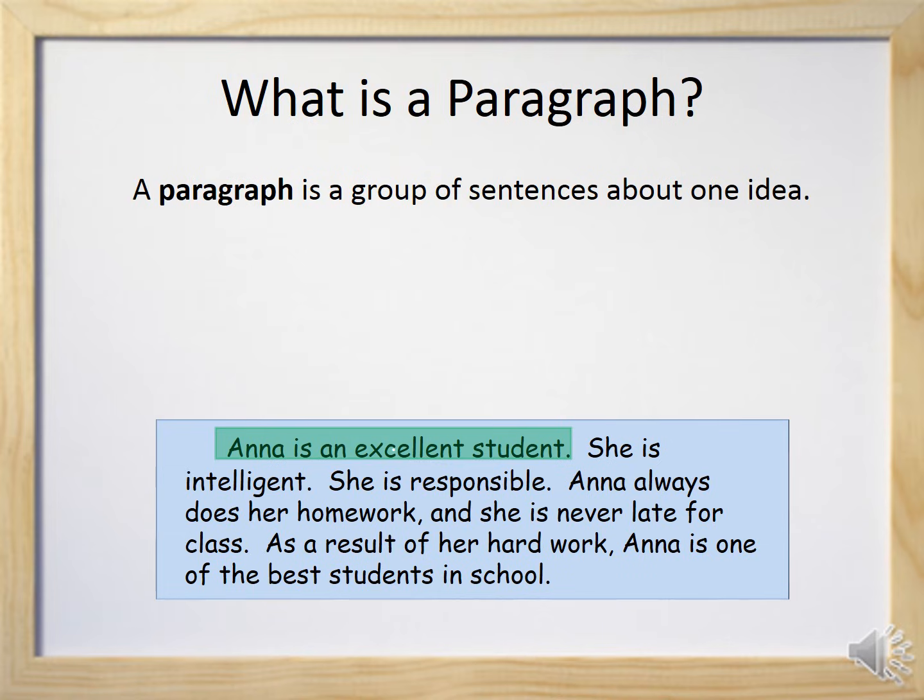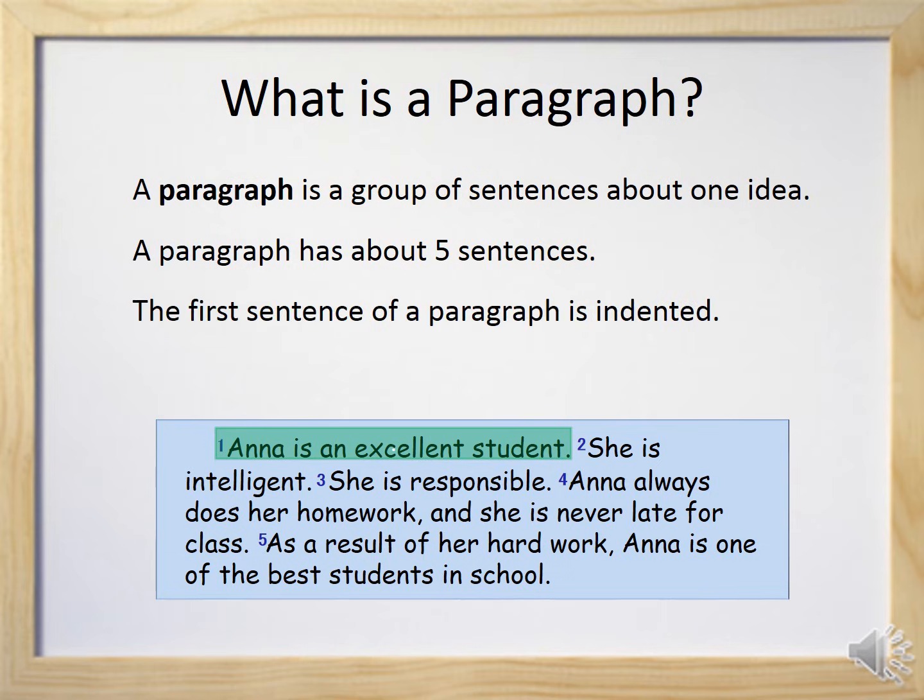So how many sentences are in a paragraph? A paragraph has about 5 sentences. Sometimes you can have fewer, and sometimes you can have more, but usually 5 sentences is a good number of sentences for a paragraph. You can see that our example has exactly 5 sentences. And remember, the first sentence of a paragraph is indented. That means there's a space before the first sentence.